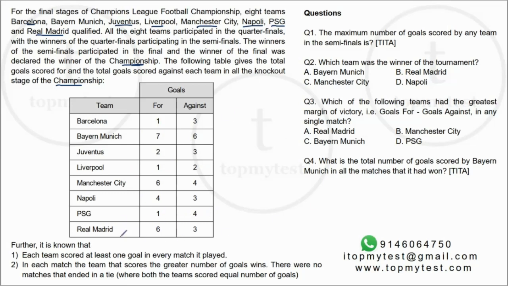Right. And then you have additional information like each team scored at least 1 goal in every match. In each match, the team that scores the greater number of goals wins. That is the case. There are no matches that ended in a tie. That is, both teams scored equal number of goals. Okay. And you have the questions, which is like, what is the maximum number of goals? Who's the winner of the tournament? Which of the following is the greatest margin of victory? And what is the largest number of goals scored by Bayern Munich in all the matches that it won? So you have to figure out the score for each of the match.